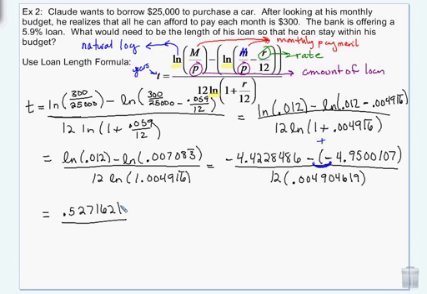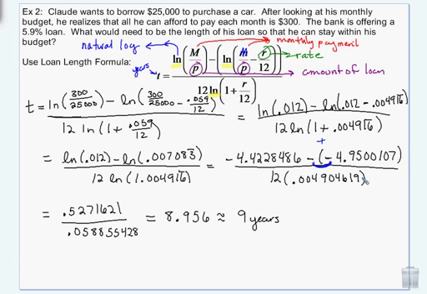And that gives me 0.5271621. Divide that by 12 times 0.004904619. And then finally I can divide those, and I get 8.956, so approximately 9 years. Loans will be by months, even months. So if it's like 8.5, you would say 8.5 years, but if it's like 8.89, you know, it's 9 years.